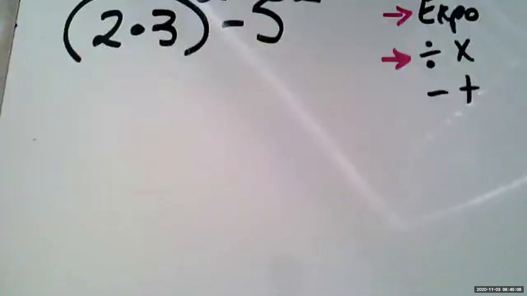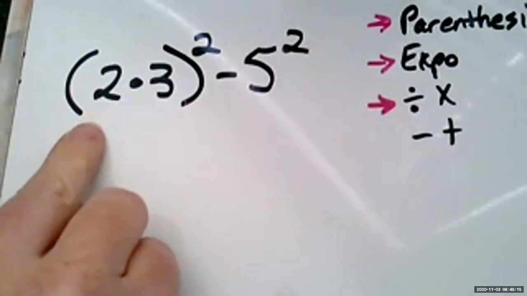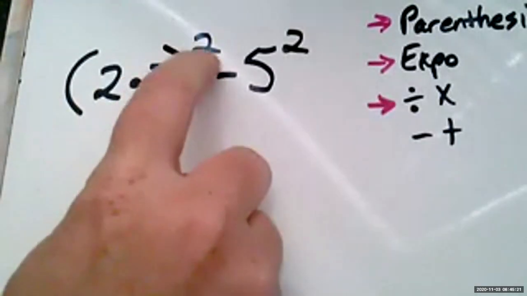Yes, the dot means to multiply it. Dot means multiply. All right, so here's your whole problem. Parentheses 2 times 3, close parentheses, to the second power.